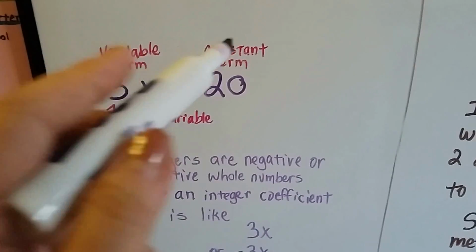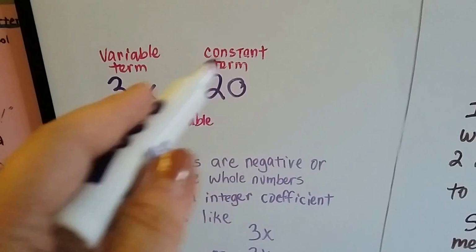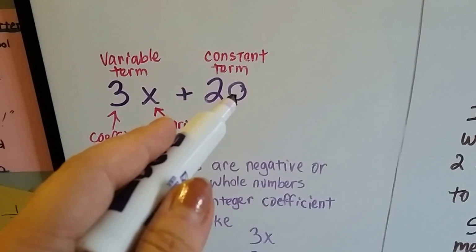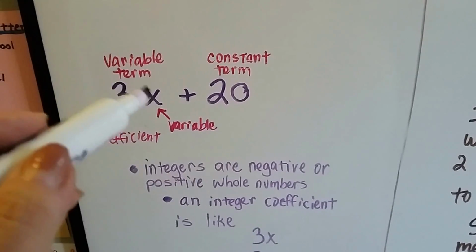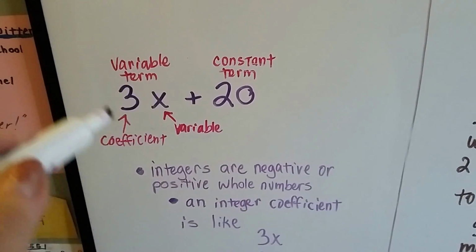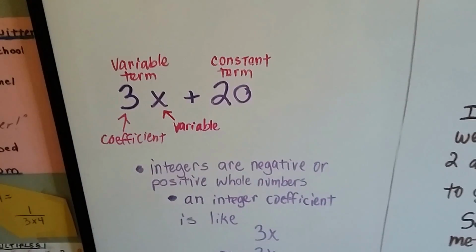This is a variable term. This is a constant term, because there is no variable. It's going to stay the same as a 20. And this is a variable term because it's got a variable in it. And its value is going to change depending on what that variable's worth, isn't it?